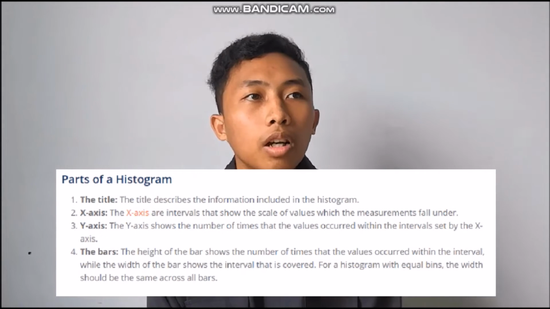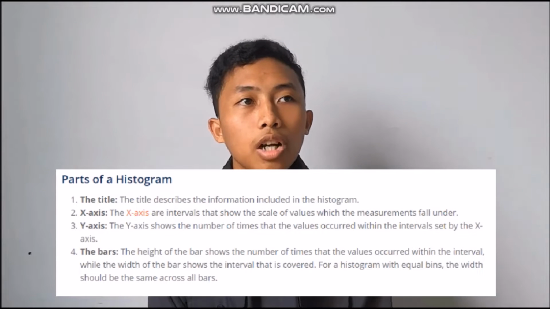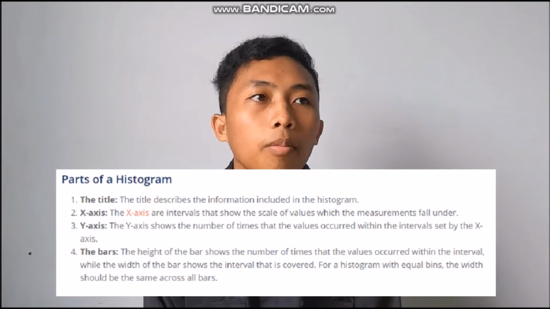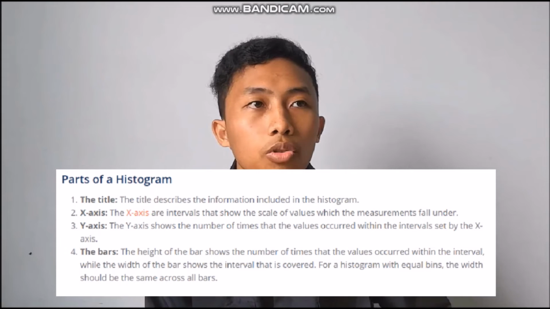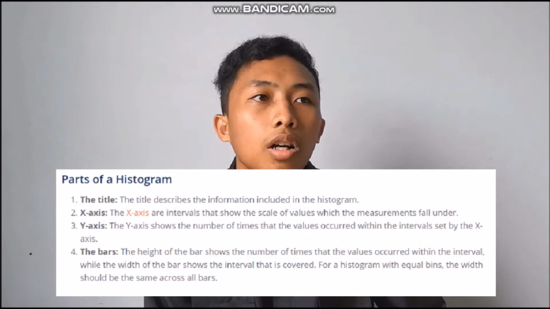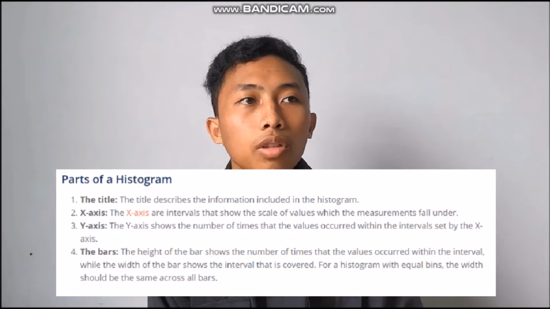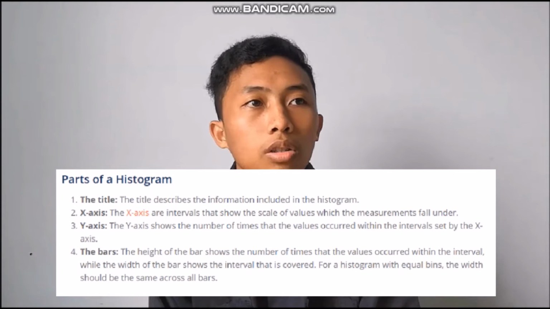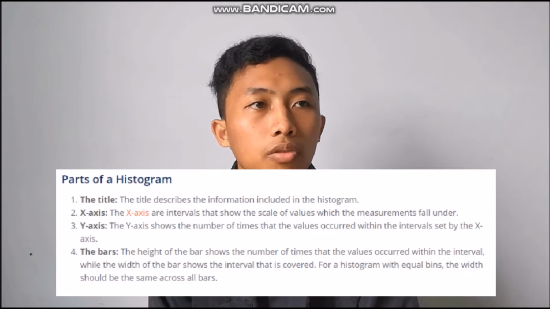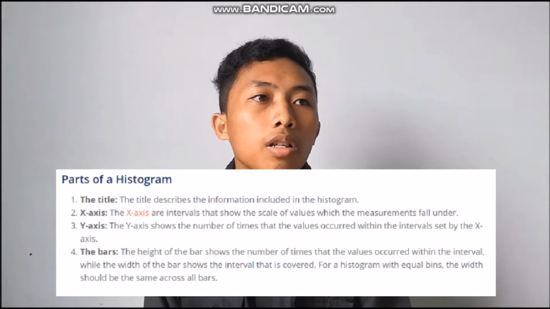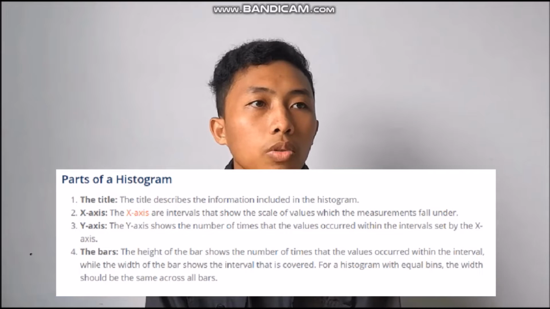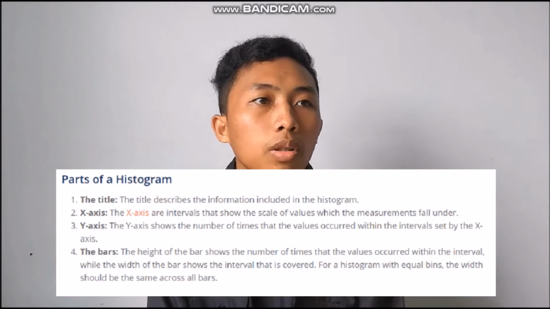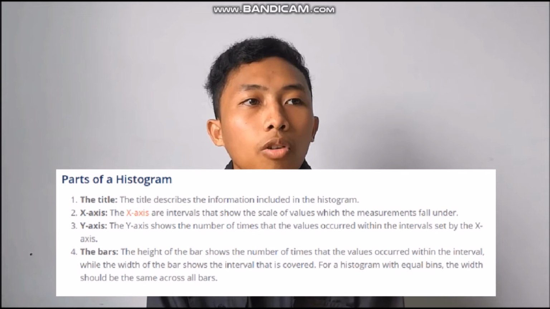Parts of a histogram. They are the title. The title describes the information included in the histogram. X-axis. The x-axis are intervals that show the scale of values which the measurements fall under. Y-axis. The y-axis shows the number of times that the values occurred within the interval set by the x-axis. The bars. The height of the bar shows the number of times that the values occurred within the interval, while the width of the bar shows the interval that is covered. For a histogram with equal bins, the width should be the same across all.